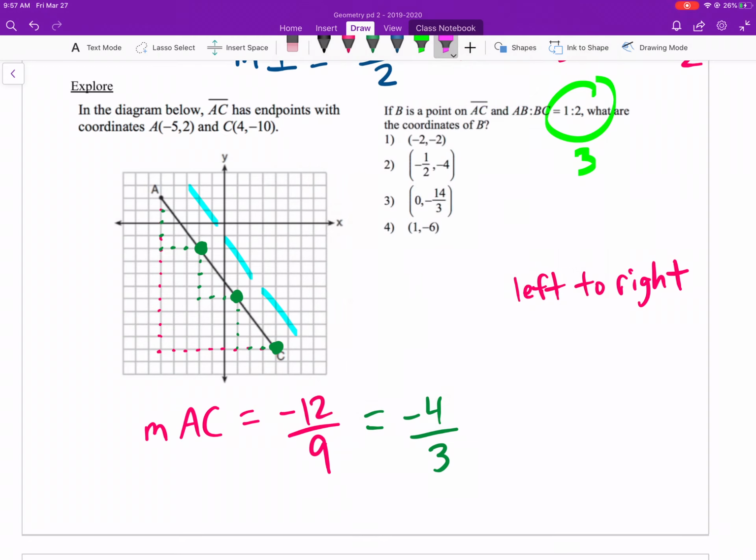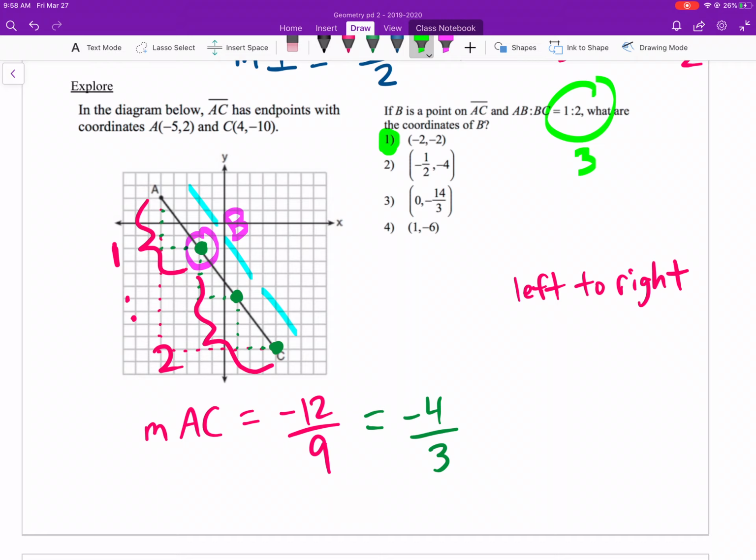So if we start from A and we go 1 section, it'll be this point here. That will be your coordinate for B. Because if I'm going to break this up, this would be worth 1 section, and from that point that we found for B to C, that would be 2 sections worth. So that's our 1 to 2 ratio. So that would be which answer choice? Choice 1.